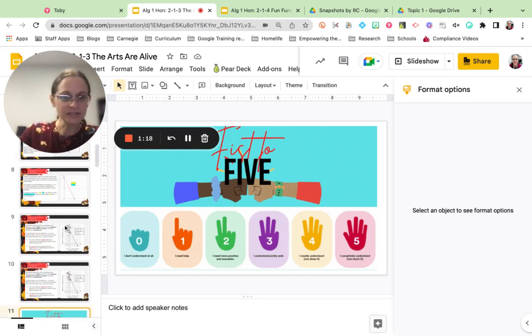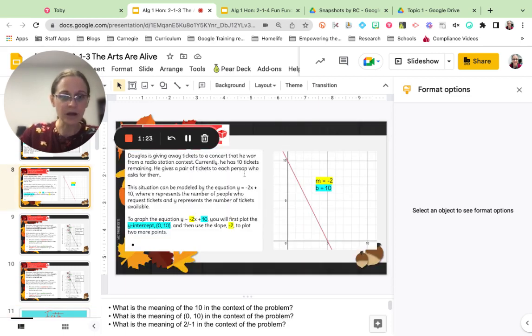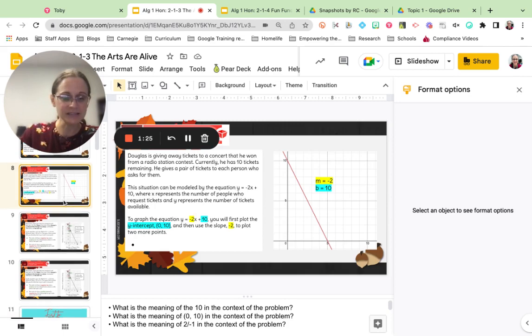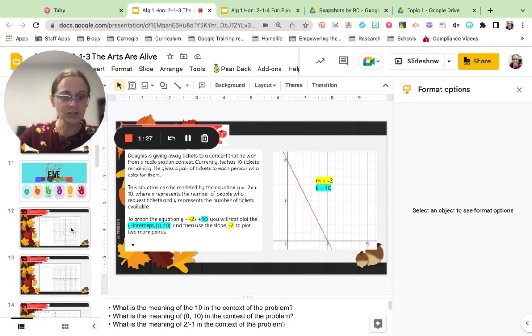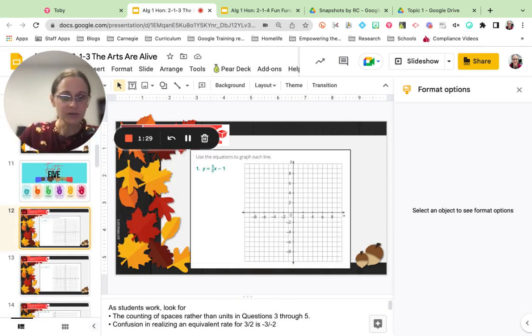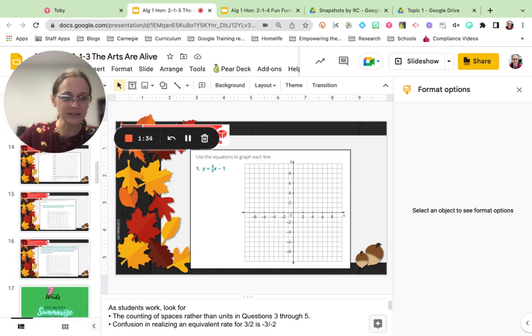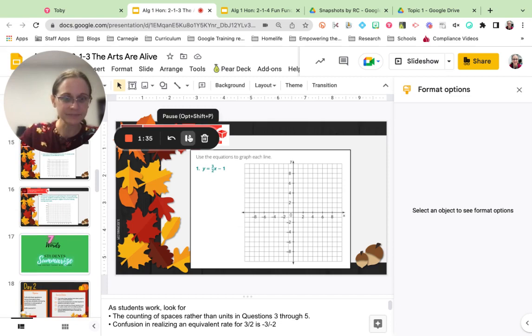One pattern you'll notice is that this lesson is going to go from contexts. So here we have a context where Douglas is giving away tickets to non-contextual examples like this one right here. So we're moving from math within context to non-contextual practice, and that's a theme you'll see throughout this lesson.